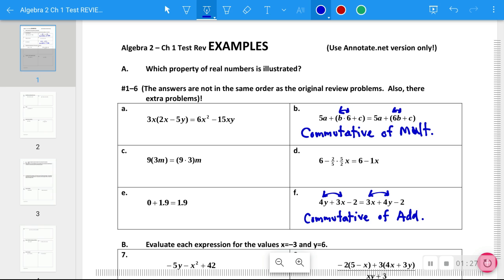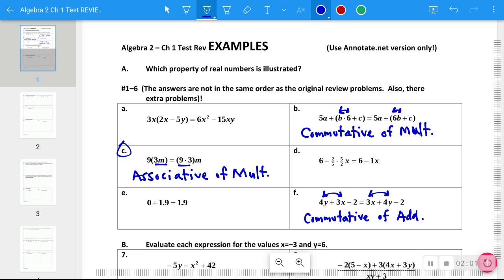Okay, another property is the associative property, and the associative property doesn't change the order of the numbers, but it does change the grouping. So if you look at example C here, you can see the 3 and the m are grouped together, but then on the other side it's the 9 and the 3 that are grouped together. So we've associated different values with each other, but you'll get the same answer both ways. And its multiplication is being regrouped here, so this is the associative property of multiplication.